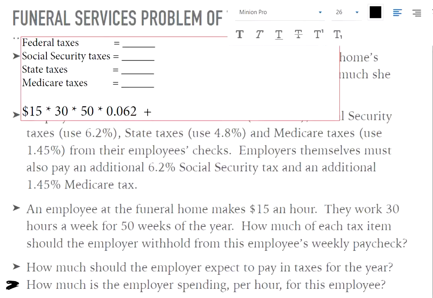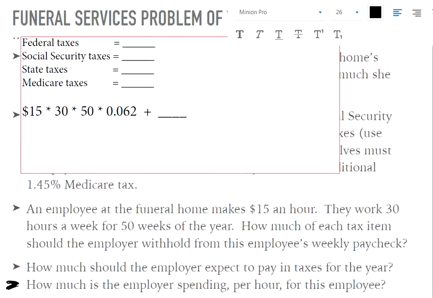And I'll leave this for students. It should be almost the same exact thing for Medicare. Add the Medicare tax, except instead of 6.2%, you'd obviously use 1.45%. So that's it for the second part. That's how you calculate how much per year the employer has to pay.